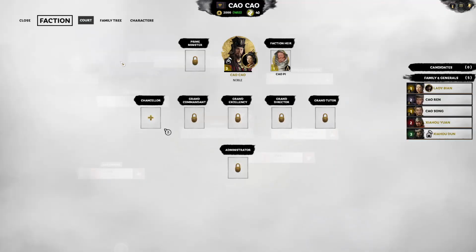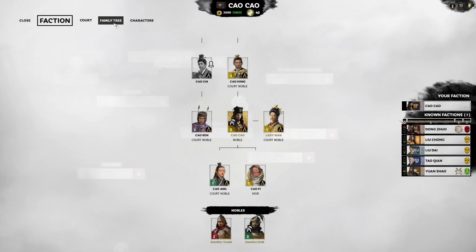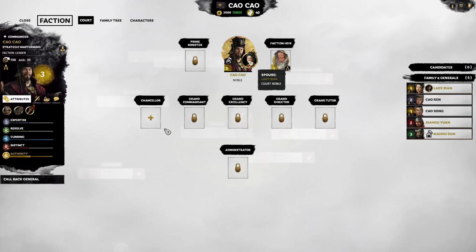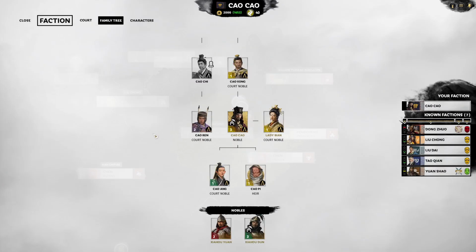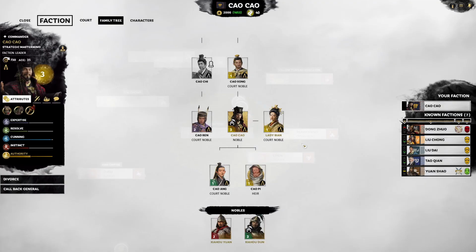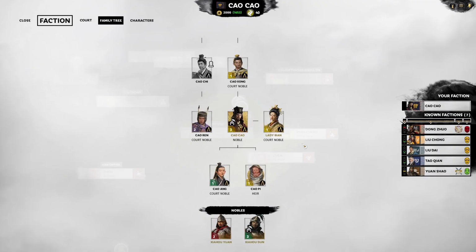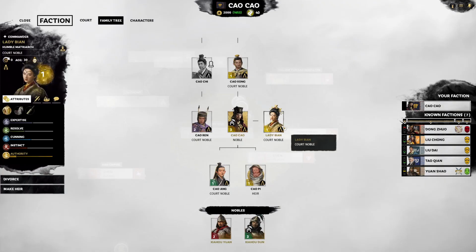And the only way you can change heir is actually through the family tree page and not on the court page, which is sometimes a little counterintuitive. You want to go to family tree, only family members can become heir, so I guess that's nice. If you're playing the bandit faction, bandits don't play by the rules. Anyone can be heir because your heir is actually called second in command and you don't need to be a family member. So that's the only difference. Aside from that, your heir has to be a family member for Han factions.